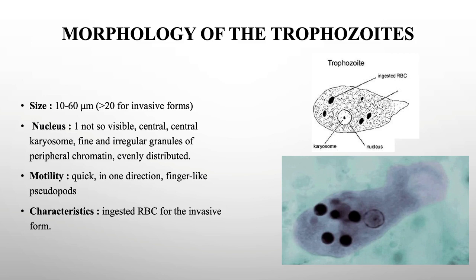The motility is so important here. I will mention this and I will show you how it's motile. The motility here is in one direction. This is so important. Why? Because I will teach you something about Entamoeba coli. Okay, the direction is so important here. Here it can move in one direction, like this or in reverse. But in Entamoeba coli, it moves in multiple directions. Okay. And the shape has finger-like pseudopods. Okay, the characteristic you can see here is the RBCs inside the parasite.